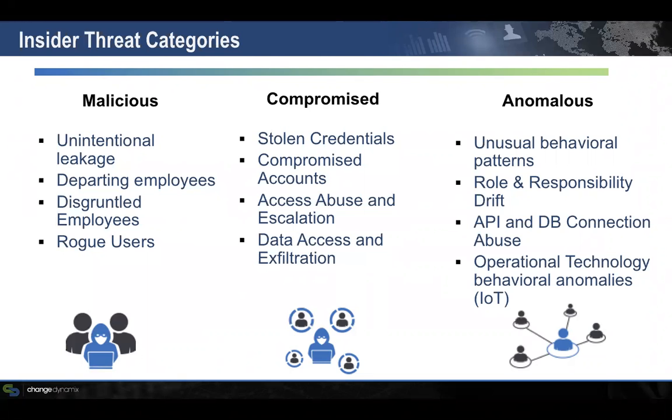Yes, there does seem to be a big trend to expand on the definition to include these other areas that you talked about. And one that I think is particularly important that you've mentioned briefly under the anomalous behavior is the API and database connection abuse, and then in particular the operational technology and the behavioral anomalies there for the Internet of Things. So in monitoring security threats, I've seen a rapid rise in the use of those connected devices as launch points for attacks.